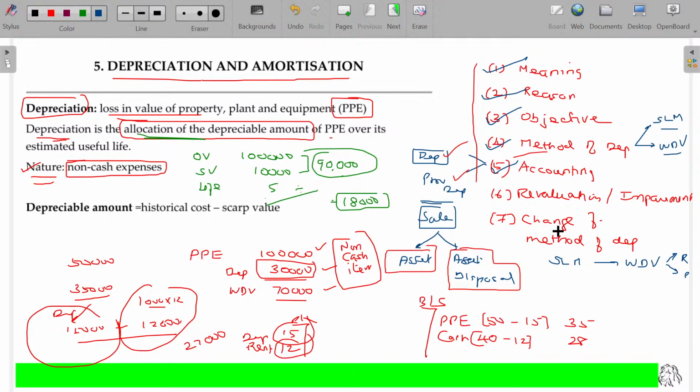We still have 2 methods to understand further: revaluation and impairment, and change of method of depreciation. Let me first finish up the 7th one: change of method of depreciation as well as change of estimation. Method of depreciation as well as estimate. We need to understand how to change these two here.